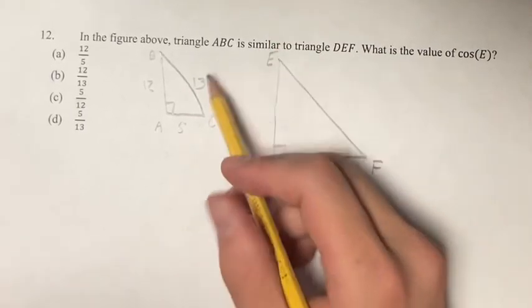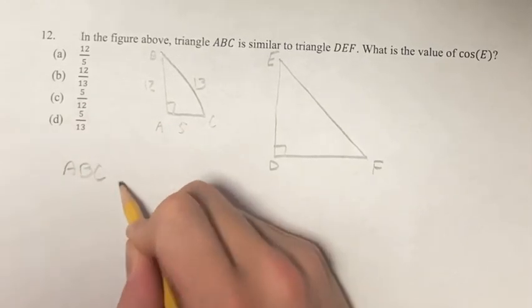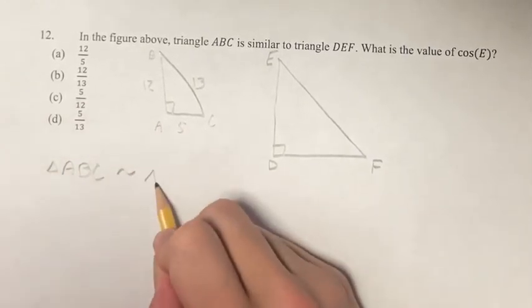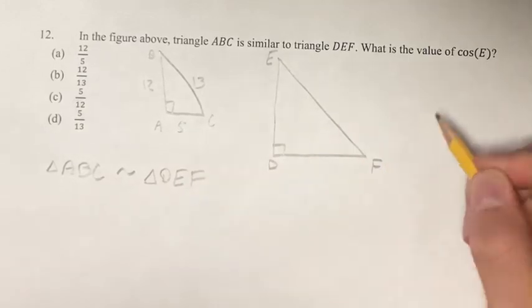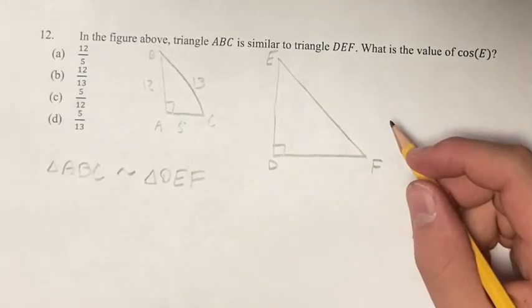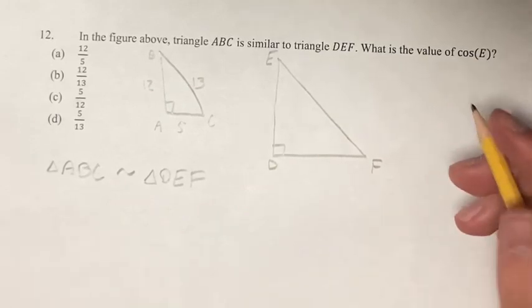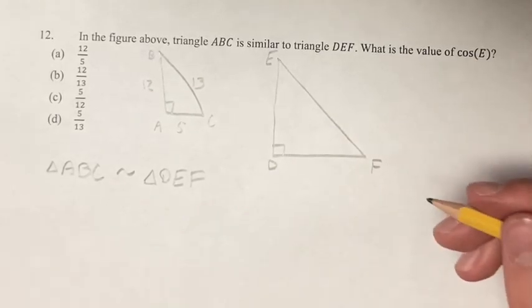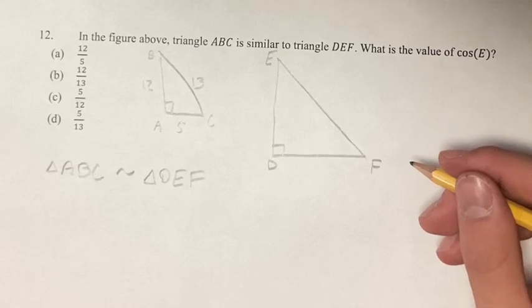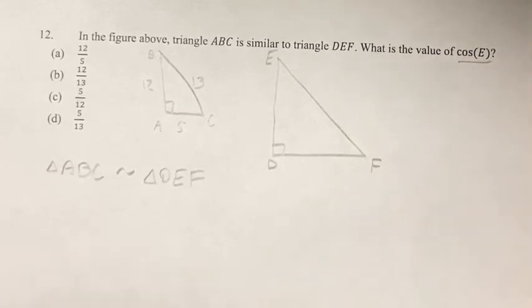So if we have triangle ABC similar to triangle DEF, then we know two things. The corresponding angles are equal to each other, and the corresponding sides are proportional to each other. So we're going to use the angles here because we're looking for the cosine of E.